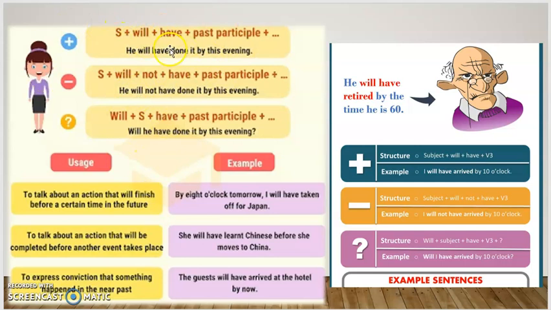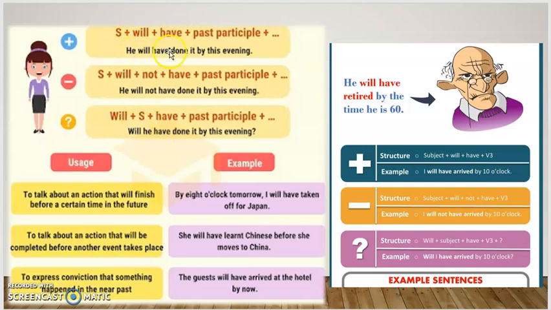So subject will have, that is the auxiliary, the past participle of the verb, and the complement. The negative form is very particular because we need to add not between the auxiliary. Okay, so this is won't have or will not have. The other is to write the questions. For the questions, we need to separate the auxiliary to include the subject. Okay, so we separate will and have, and we include the subject in the middle. Okay, so you can differentiate the positive and the question.